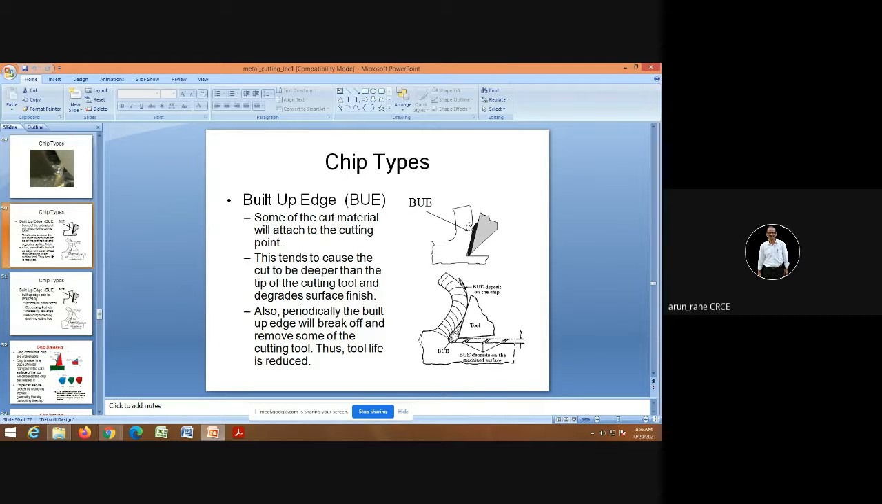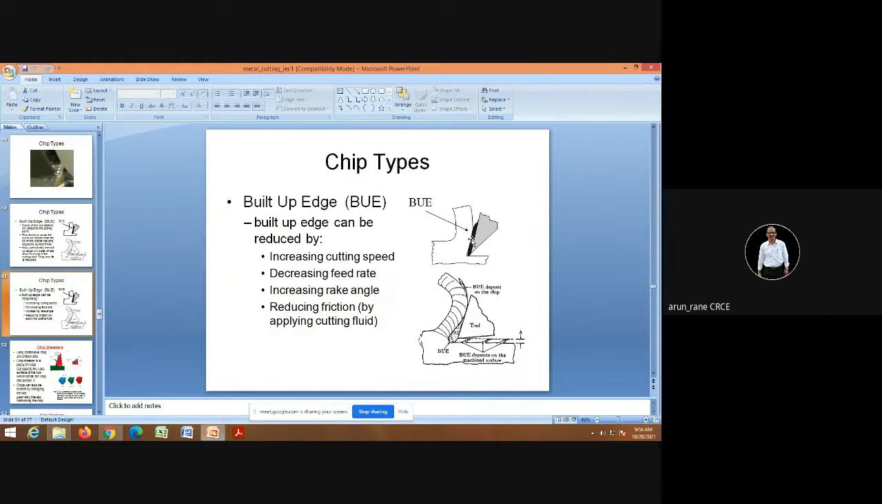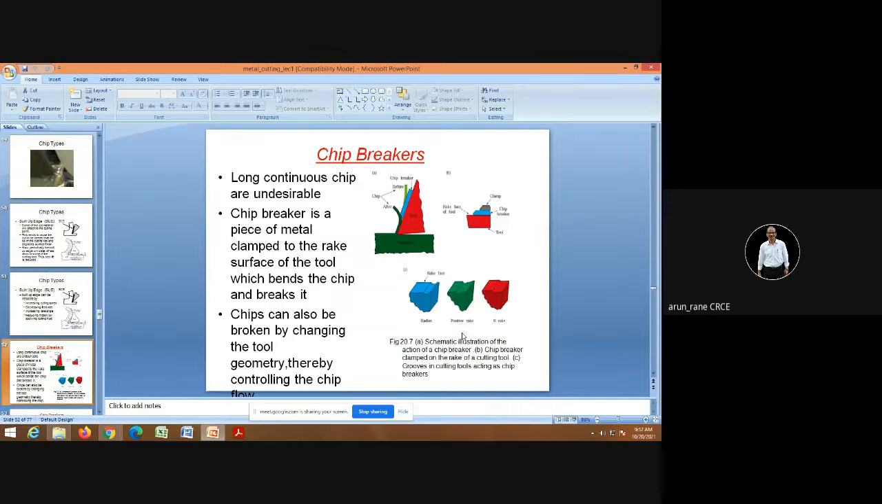Like you have a chip here and you have a cutting tool here. Because of the temperature, some portion of the chip sticks to the cutting tool, and that is what is called the built up edge, BUE. This is your BUE, built up edge. This is your regular chip and this is your built up edge. This is another chip, a small chip which sticks to the cutting tool.